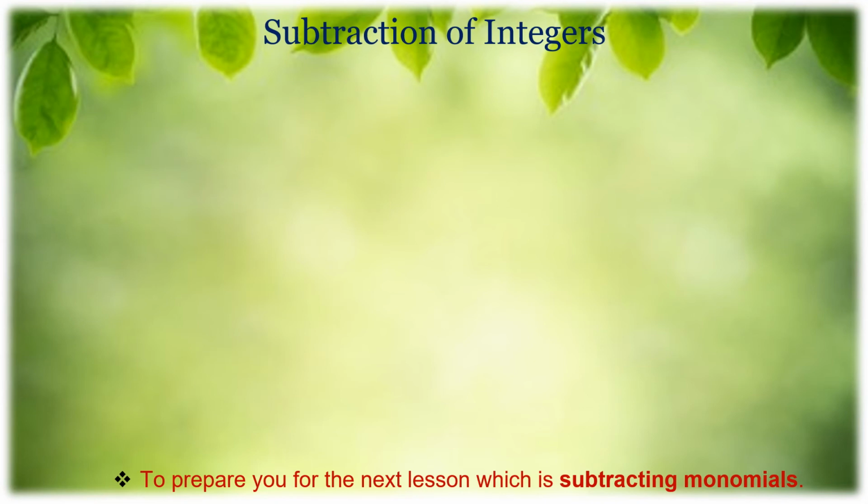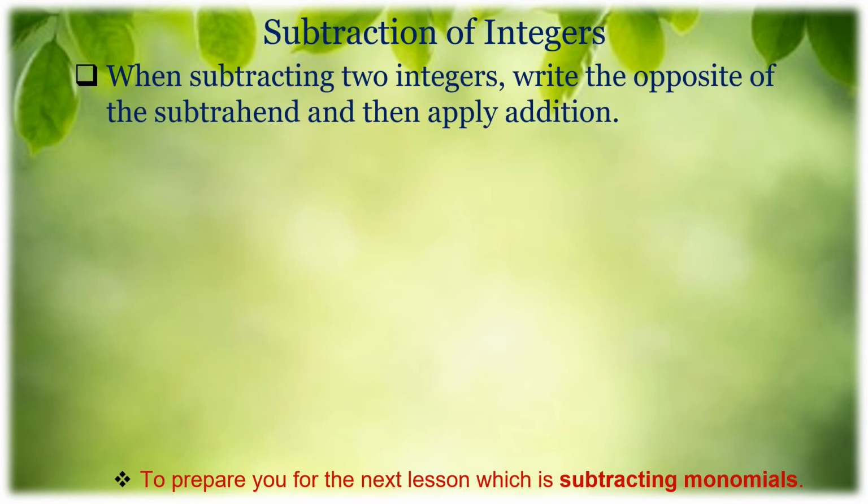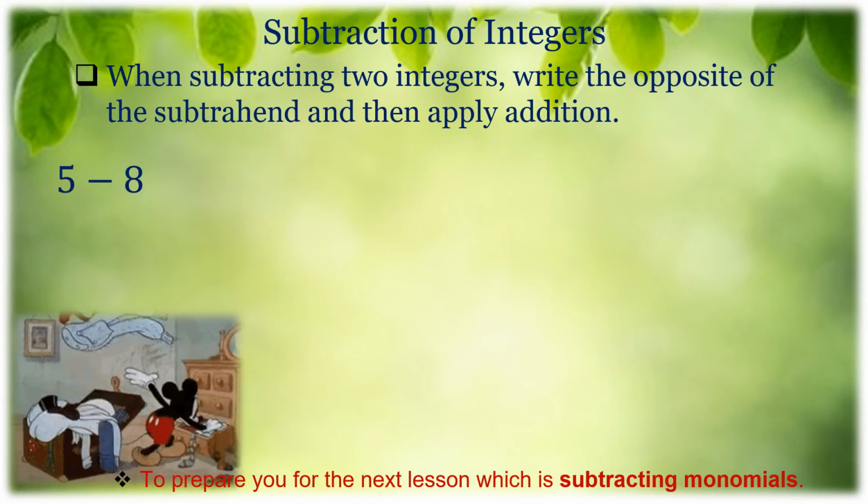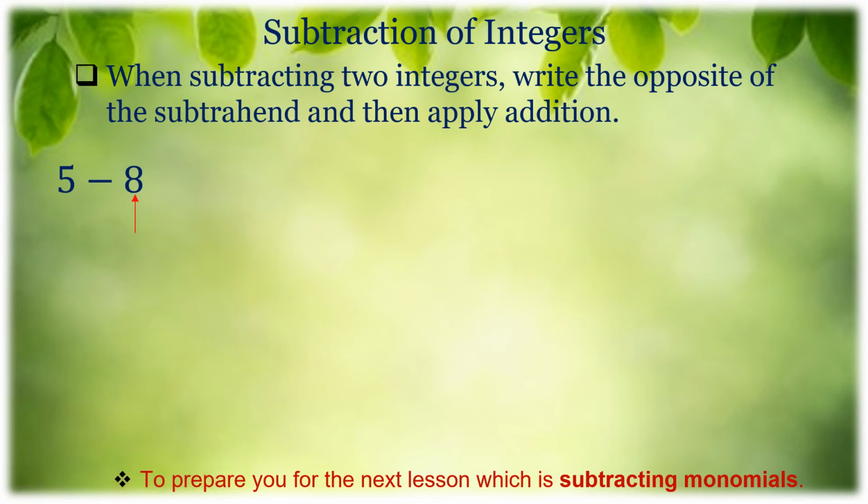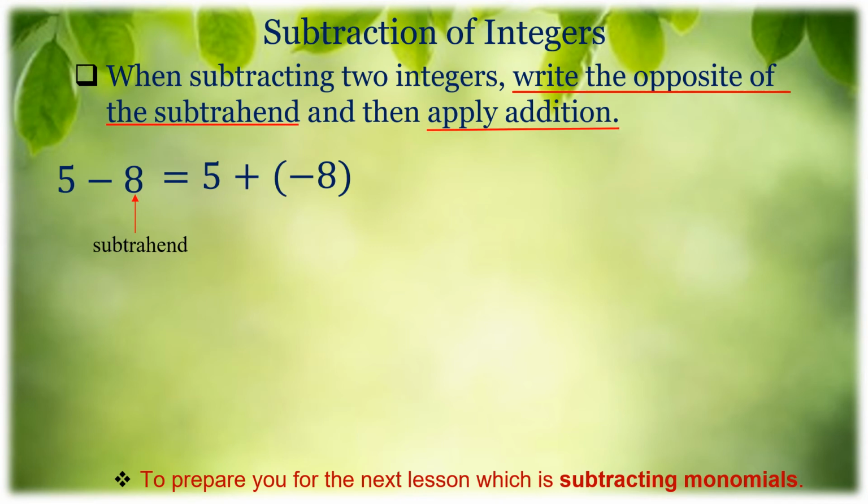Now let us recall subtraction of integers. There is only one rule. When subtracting two integers, write the opposite of the subtrahend and then apply addition. Supposing we have this one, 5 minus 8. So first we are going to determine the subtrahend, which is the positive 8. And write 5. And then what is the opposite of 8? Correct, it is negative 8. And then apply addition. So 5 plus negative 8 is equal to negative 3.